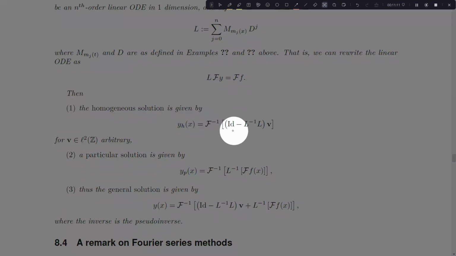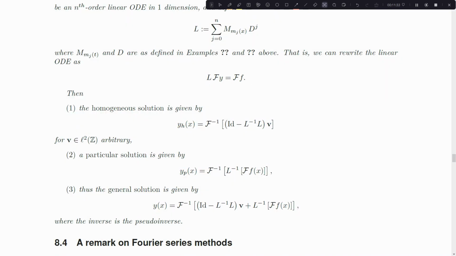We're going to take the pseudo inverse of this matrix L. We're going to act it on some arbitrary v that's actually in our space. The particular solutions are going to be given by precisely acting L inverse on the right-hand side of our original ODE, which is capital F of lowercase f, and then the general solution is the two of them added together. So this should feel very similar to what we were doing before.